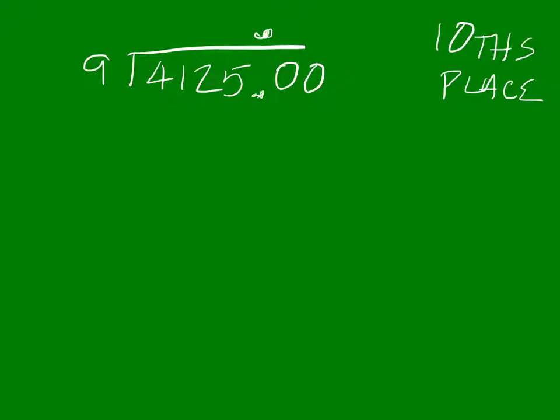Divide 9 into 41. 9 into 41 because it will not go into 4. So how many times will 9 go into 41? 4 times. So that would be 36. How many's left over? 5. What do I do next?